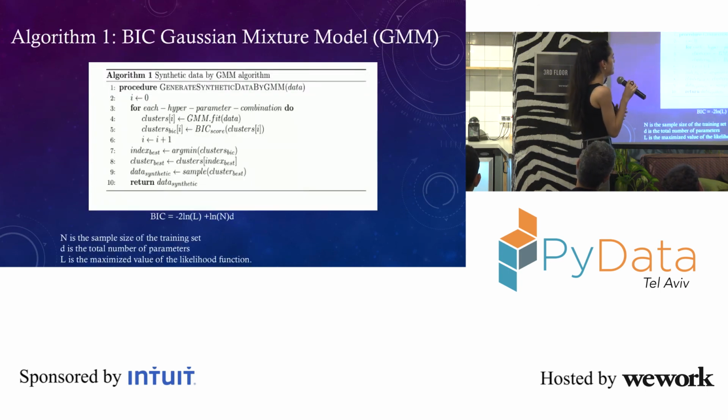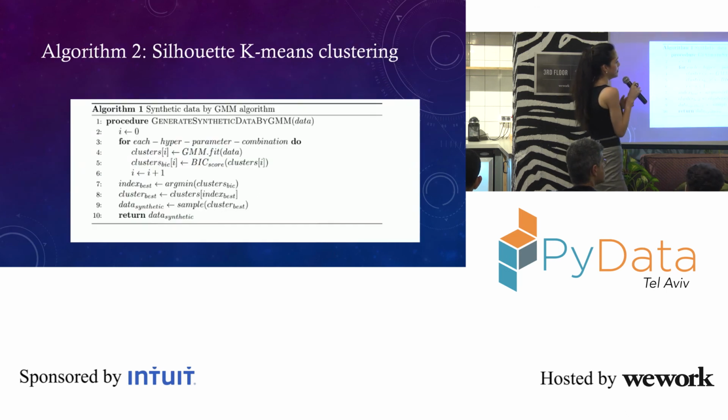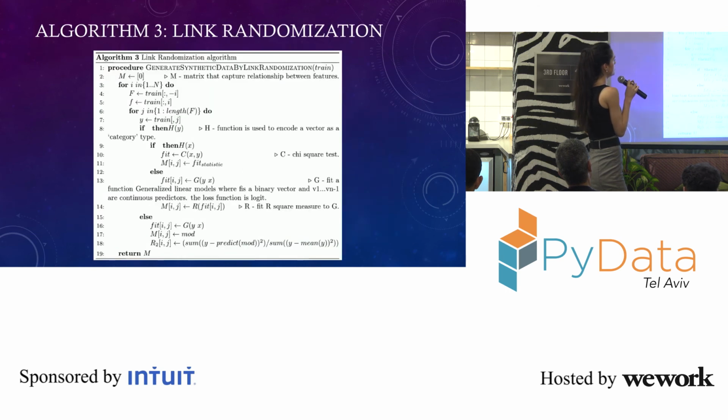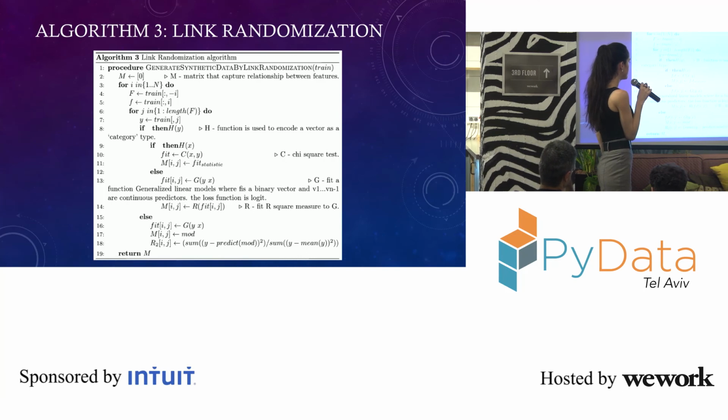The first one is based on GMM, including the BIC score. The second one is based on EM, the k-means clustering. I also use the silhouette measure in order to augment the clusters. The third one, which I won't cover here, is a more complicated algorithm where I measure all the covariance matrices by chi-square test and mutual information tests, and I also use R-square.